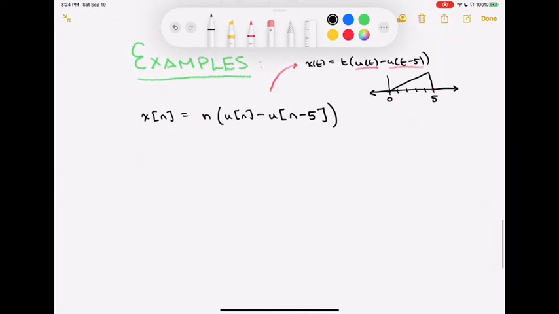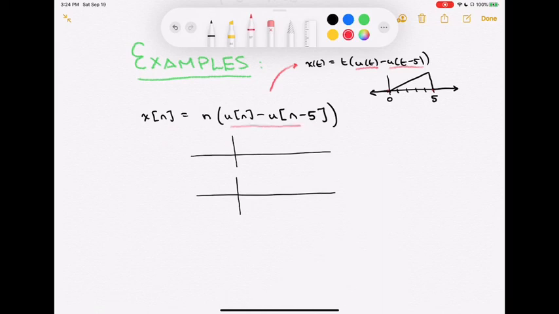I'm going to start in a really methodical way. It's going to seem maybe just a little bit weird that I do it out this way first, but I think it will become clear why I'm doing that here in a second. So I'm going to draw a couple axes because I would like to look at this first portion of the signal, that stuff inside the parentheses, u of n minus u of n minus 5.